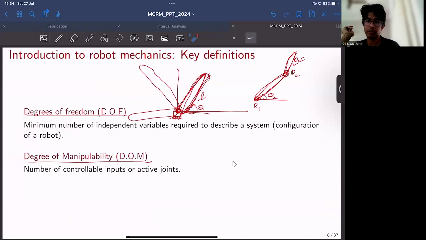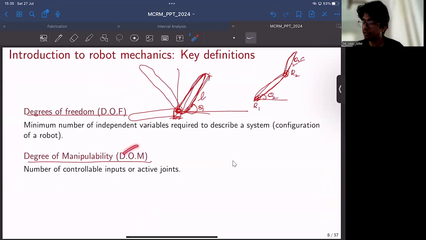Whereas there are cases where these may not even be true, because there are robots with 7 joints actually. So the degree of manipulability would be 7, but the degree of freedom would still be 6, because in space, as you know, you only require 3 translations and 3 rotations to fully define a rigid body.